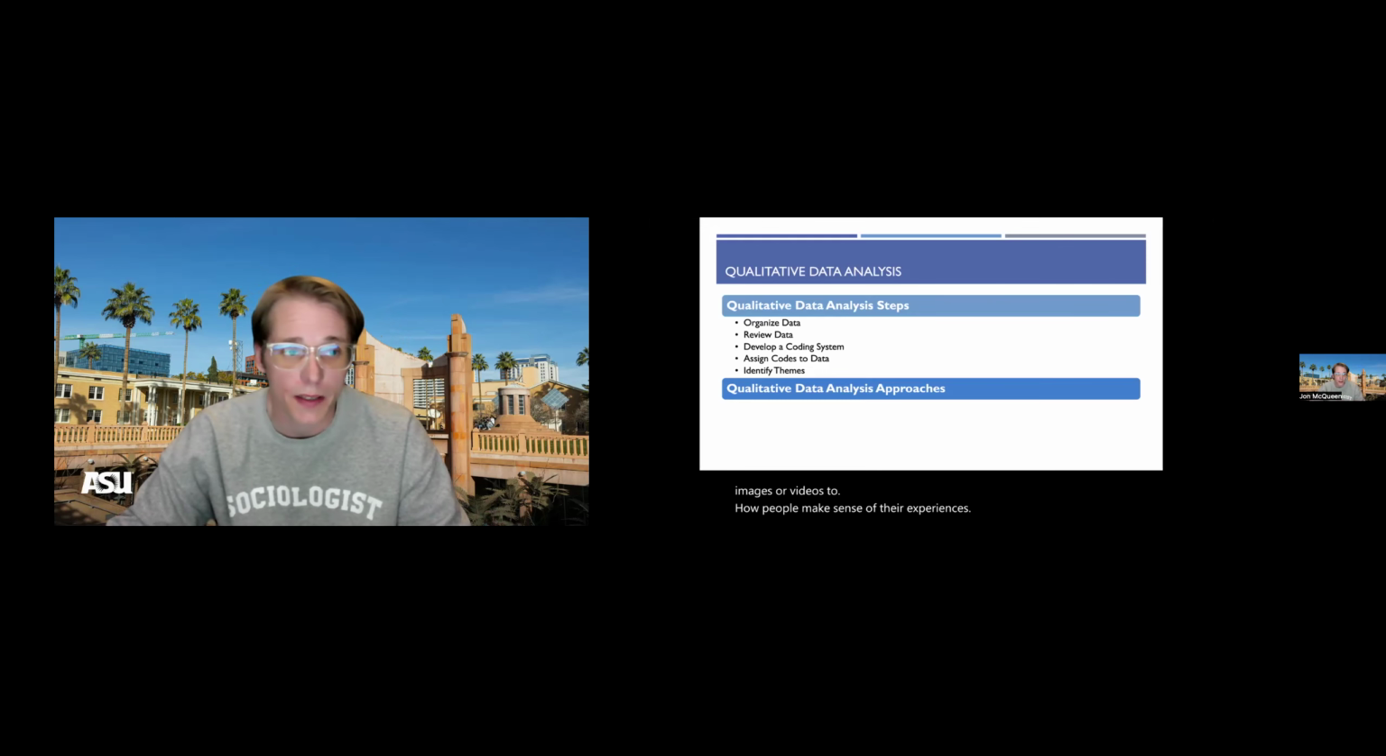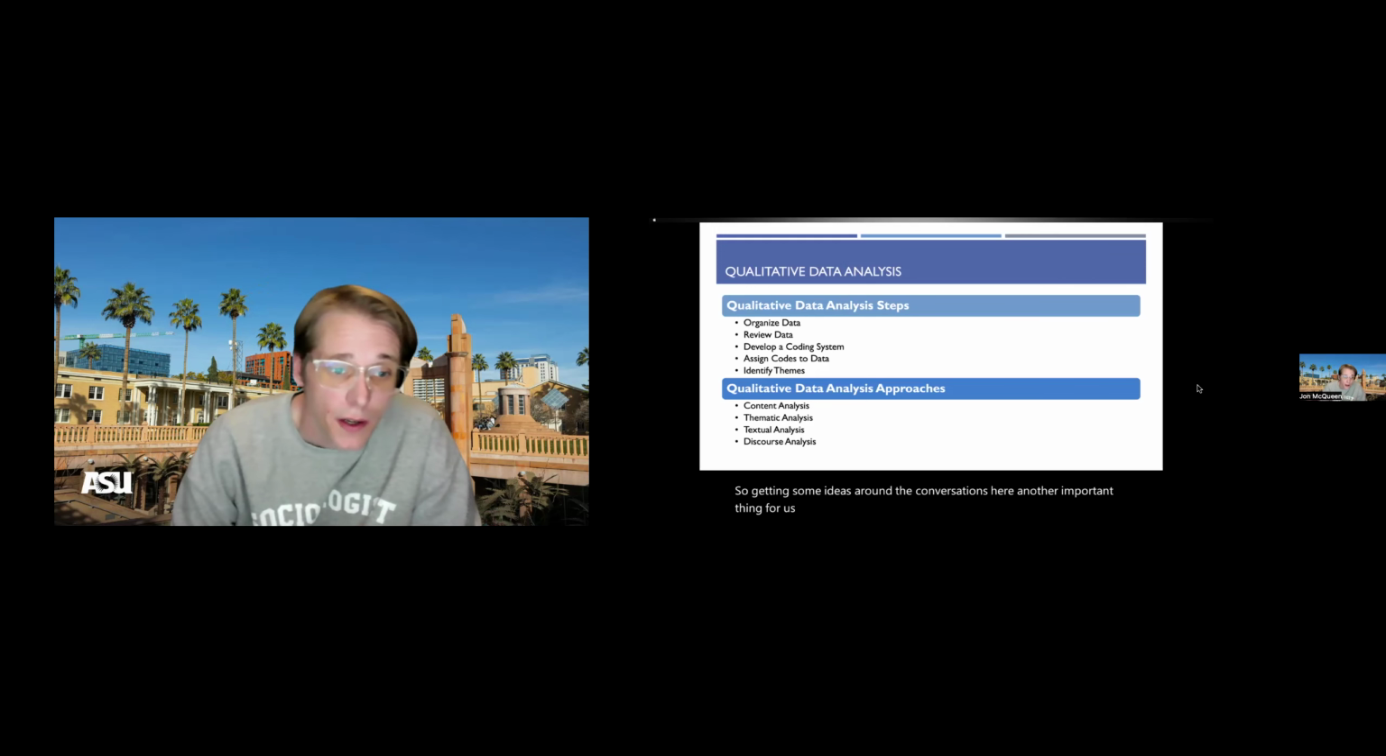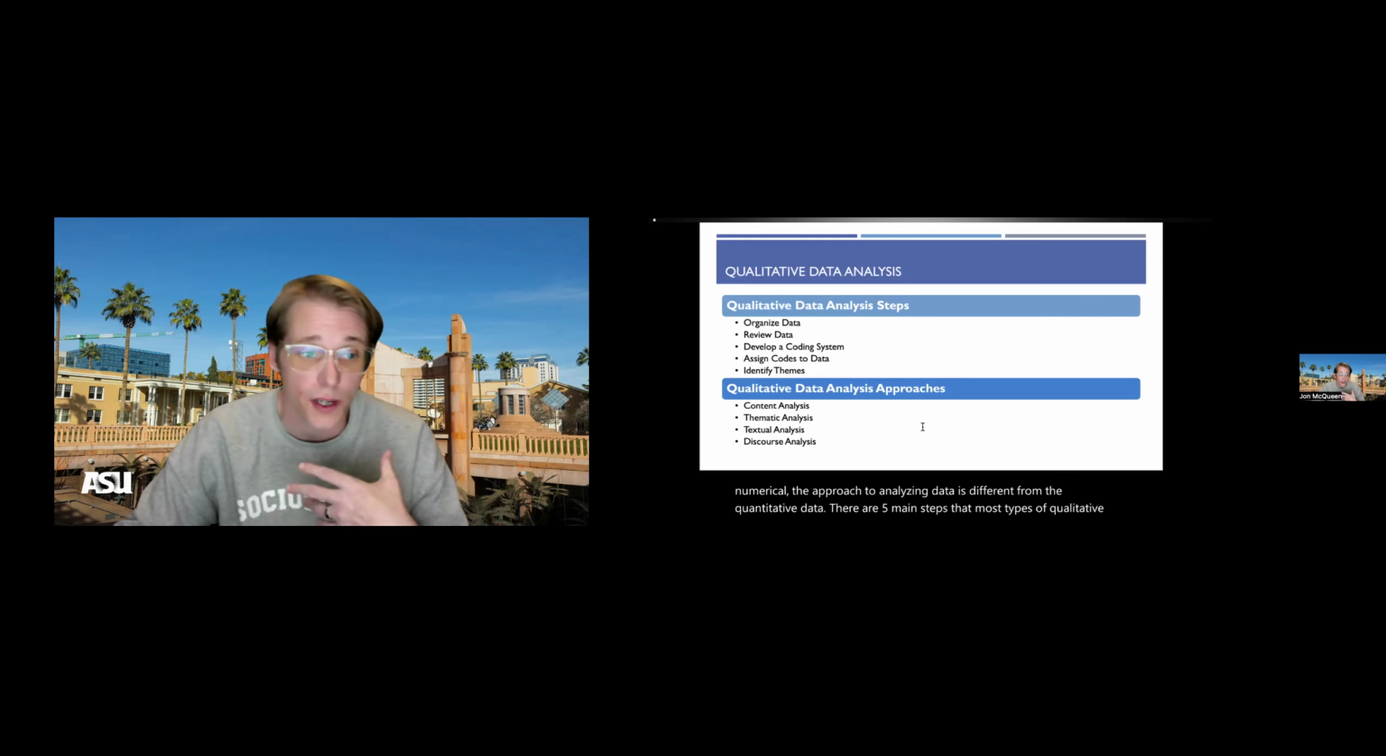So, getting some ideas around the conversations here. Another important thing for us to discuss is that since qualitative data is textual instead of numerical, the approach to analyzing data is different from quantitative data. There are 5 main steps that most types of qualitative data analysis share.